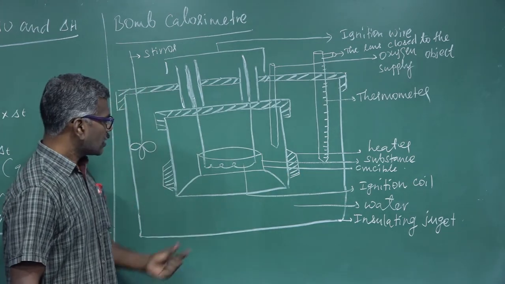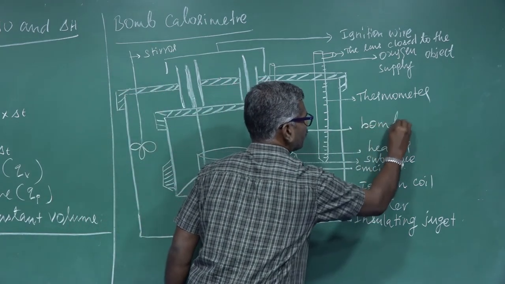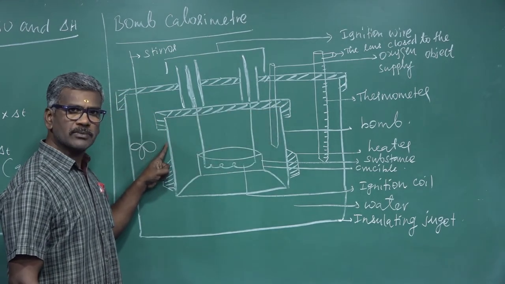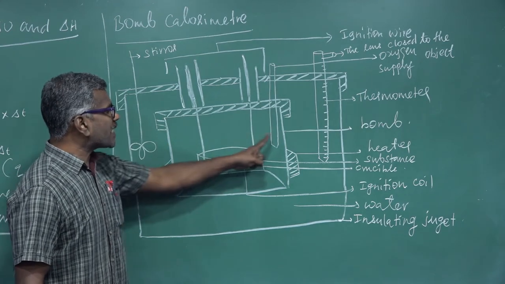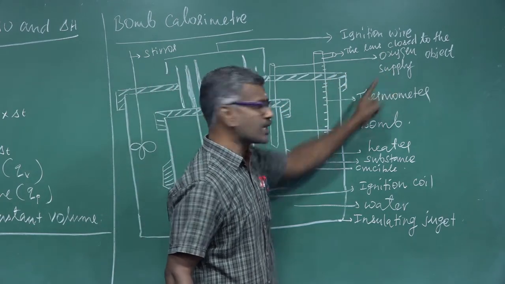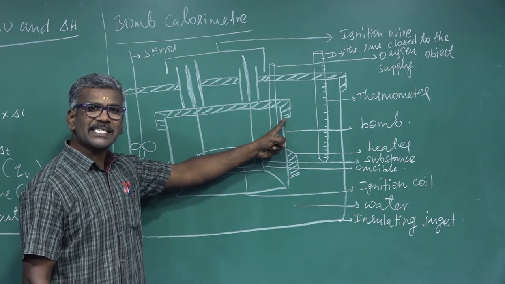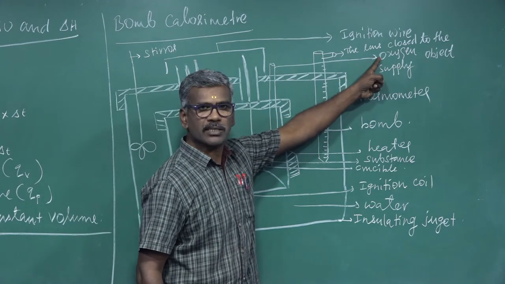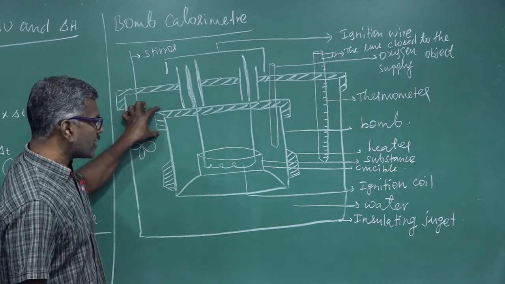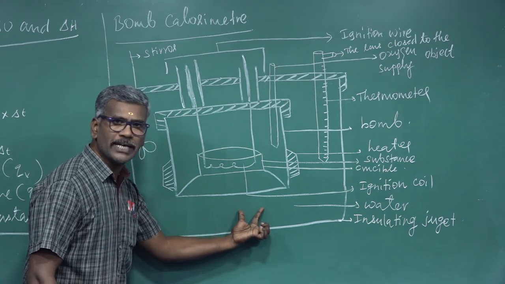Point number two: this is known as the bomb. The bomb is tightly closed and pressurized with a supply of excess oxygen. Point number three: the bomb is immersed in water inside the volume of the calorimeter.